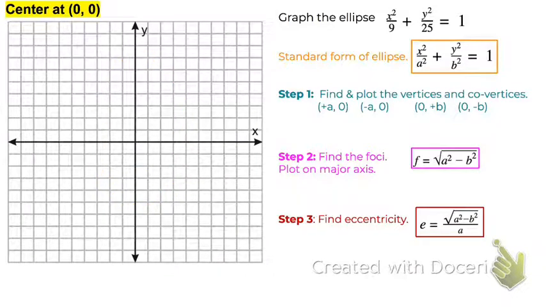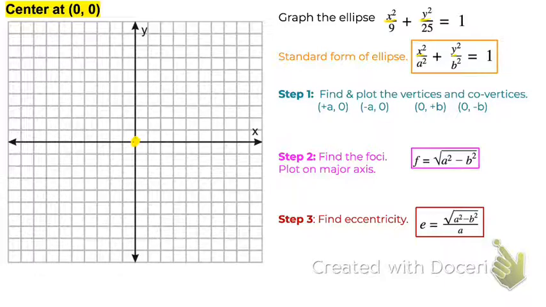So first off, we know that the center is at 0, 0 at the origin because the numerator of both of the fractions is just x squared and y squared. It's not x plus 2 squared or x minus 5 squared. In those cases, the center would be at a different point. But this is just x squared and y squared. So I'm just going to draw a dot right here at the center, 0, 0.